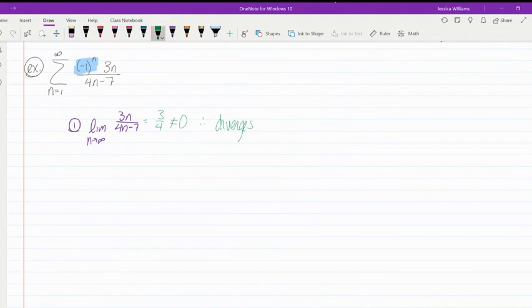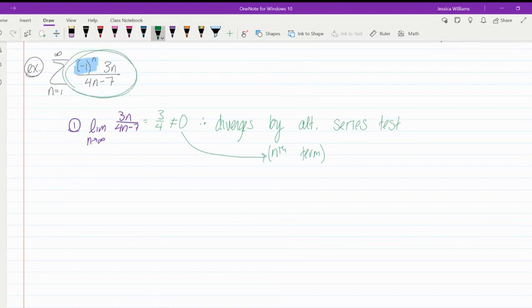Now, why does it diverge? Like what test do we use? Alternating series test. It's very tempting to put diverges by nth term test because we took a limit and we didn't get 0, but we didn't take a limit of the whole thing, which is what nth term test would want us to do. So don't do that. All right, let me know if you need anything.